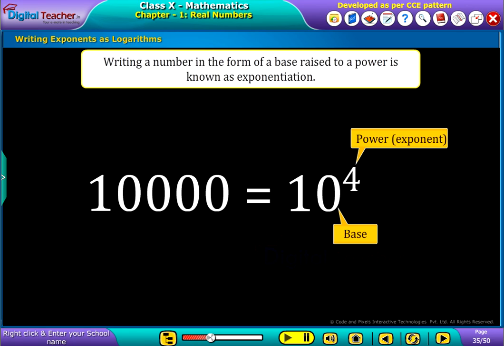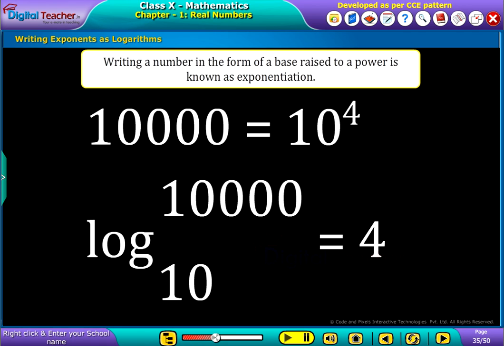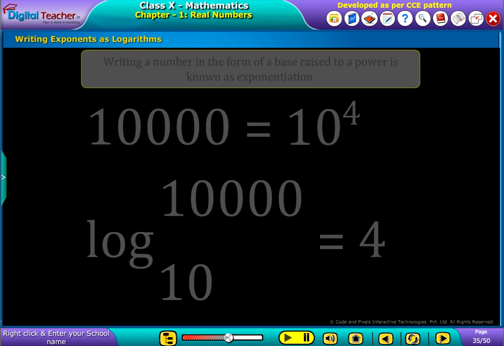We can also write it in another way called logarithms, as log 10,000 equals 4. This is stated as log base 10 of 10,000 equals 4. Thus, logarithmic form is expressed as shown.